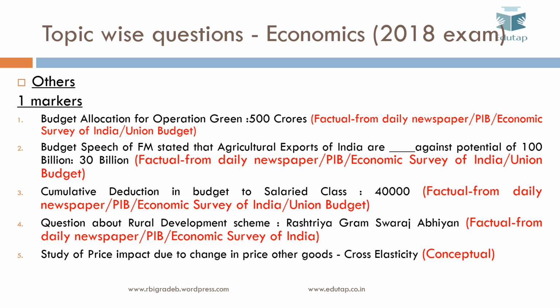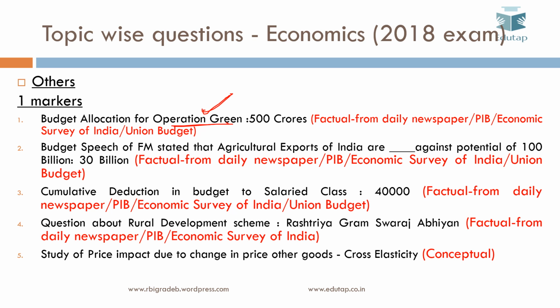Now let us talk about others, like I call it miscellaneous, where I cannot exactly fit in the various categories we have seen. So they've asked about budget allocation for Operation Green. Now this Operation Green is a very important scheme under agriculture. We do not have a specific mention about agriculture, but still this is an important announcement when it comes to union budget, right? So the key takeaway from this particular question is that you should read your union budget such that you're able to answer questions regarding all the important allocations made, right?